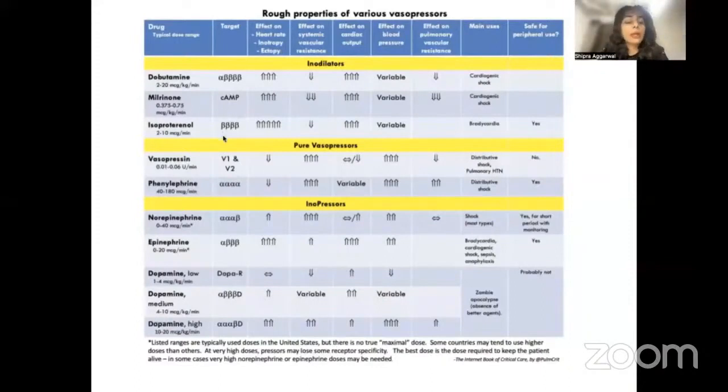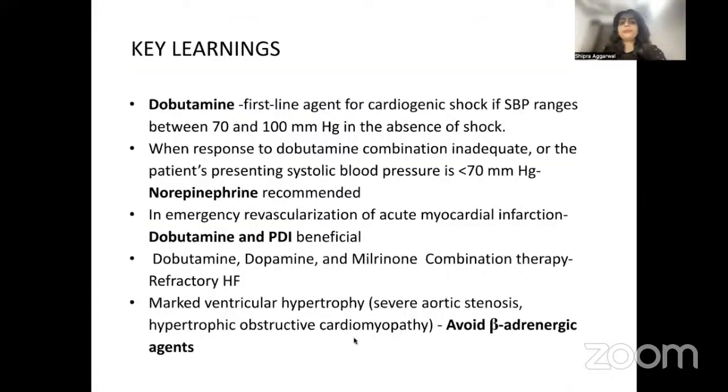Isoproterenol has a predominantly beta action. Vasopressin will act on V1 and V2 receptors. Phenylephrine will act on only alpha receptors. Norepinephrine has a predominantly alpha effect, whereas epinephrine has a predominantly beta effect. Dopamine will act on dopaminergic as well as adrenergic receptors, and dobutamine has both alpha and beta effects.